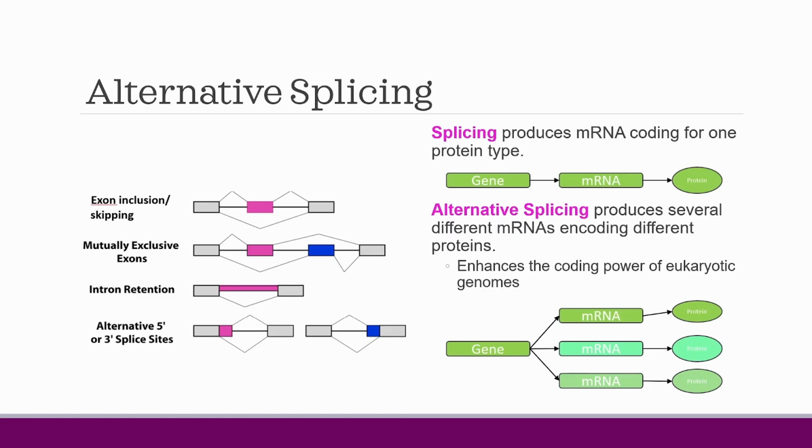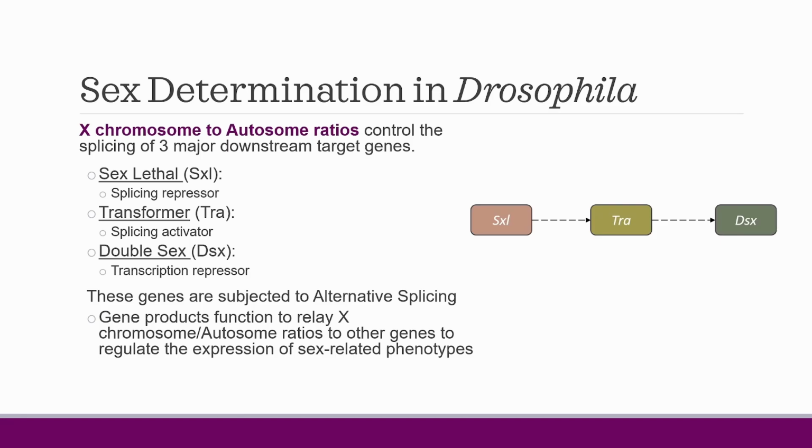Alternative splicing is a key mechanism that controls sex determination in fruit flies. Sex-specific genes in Drosophila rely on X chromosome to autosome ratios, 0.5 for males and 1.0 for females. There are three major downstream target genes in the sex determination pathway: a sex-lethal splicing repressor, SXL, a transformer splicing activator, TRA, and a doublesex transcription repressor, DSX, which produce proteins crucial for regulating sex-specific phenotypes through alternative splicing.